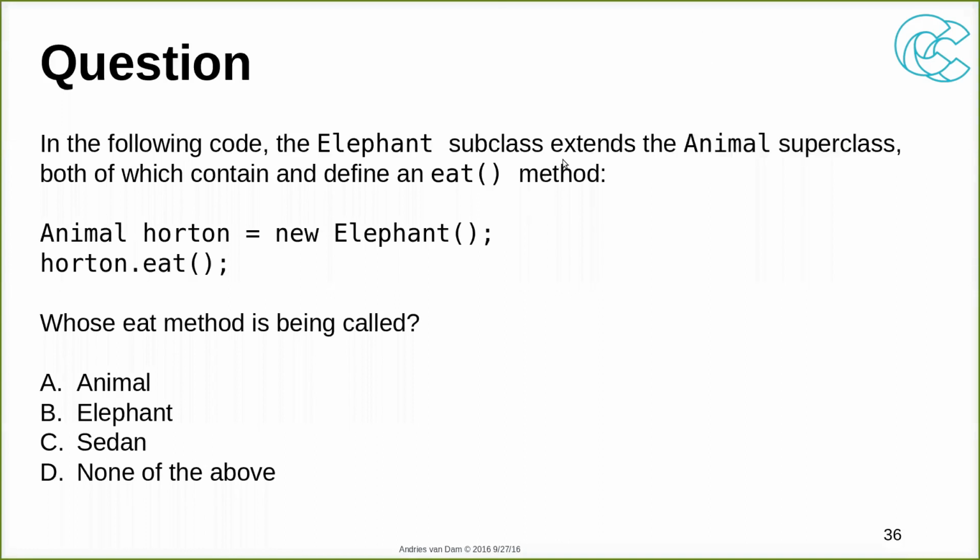Right. Yeah, it is that of the elephant, because this instance is pointing to the instance of an elephant. So although you are using the superclass, the parent class type, it is still pointing to the instance of the elephant. So it is referring to the eat of the elephant here, and not the eat of the animal.